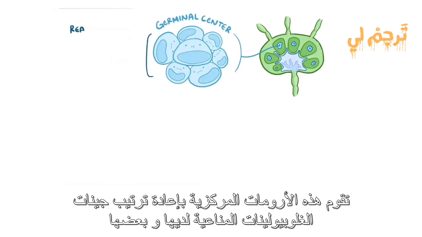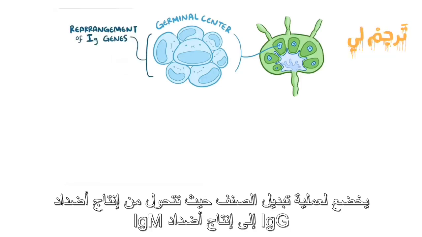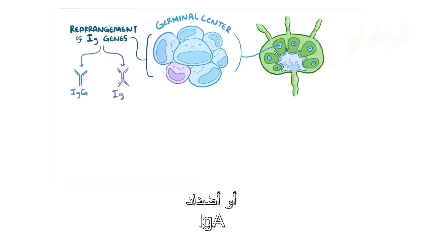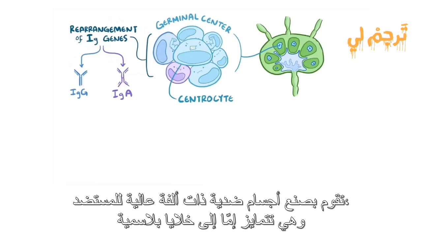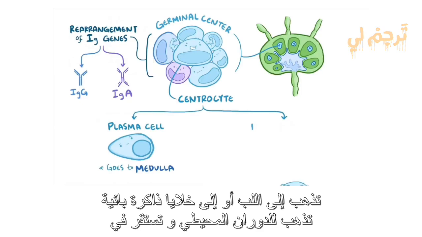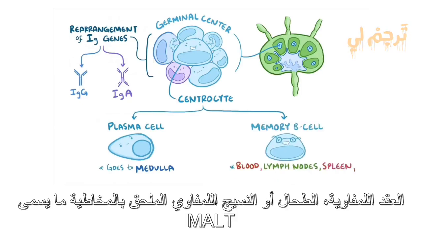These centroblasts have a rearrangement of their immunoglobulin genes, and some of them undergo a class switch where they change from producing IgM antibodies to producing IgG or IgA antibodies. Within the germinal center, centroblasts mature into centrocytes, and the centrocytes that make antibody with high affinity for the antigen differentiate into either plasma cells, which go to the medulla, or memory B cells, which circulate in the blood and reside in the lymph nodes, spleen, and mucosa-associated lymphoid tissue, also called MALT.